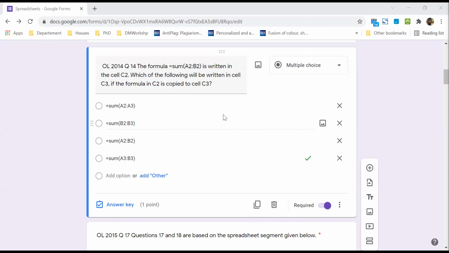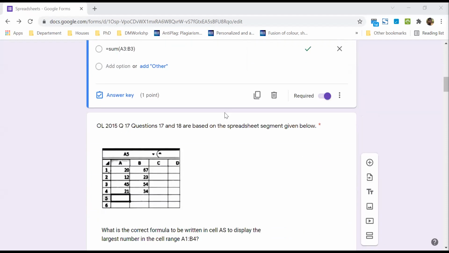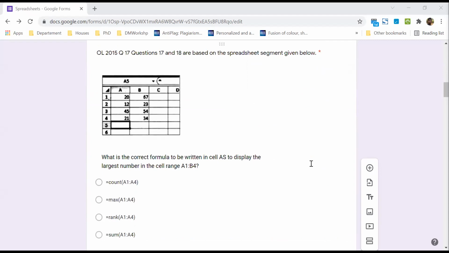Okay. So that's also, everybody got the correct answer for this one. That's the easy one. Okay, now let's look at this one. We have given a spreadsheet. What is the correct formula to be written in cell A?